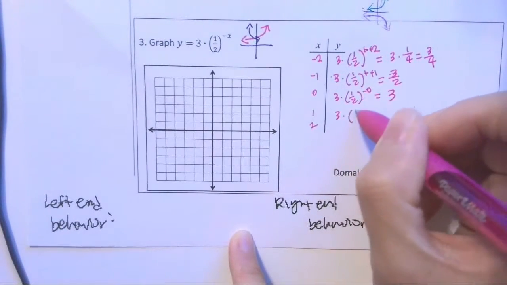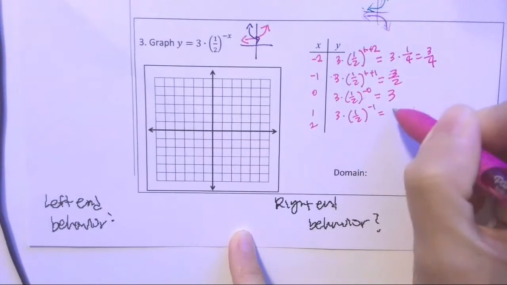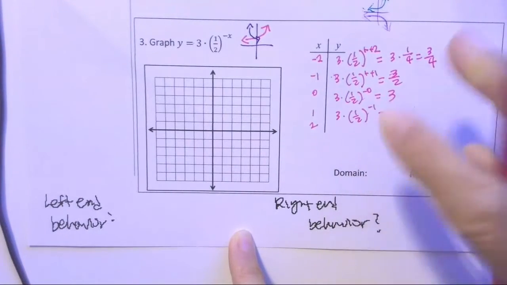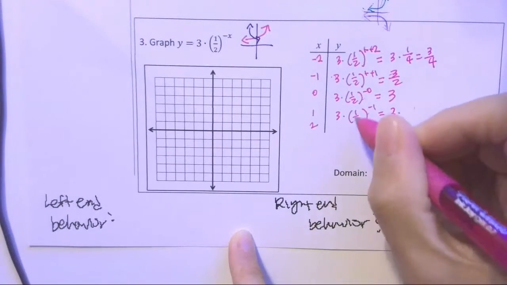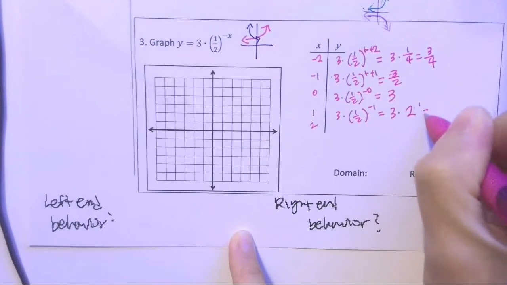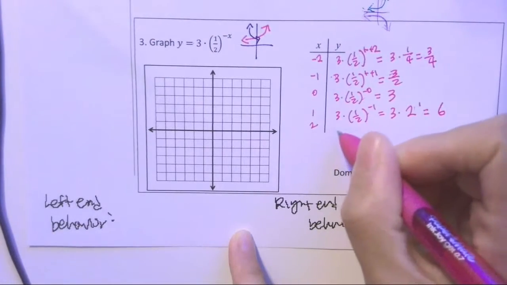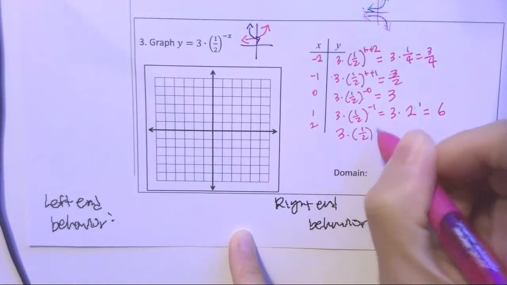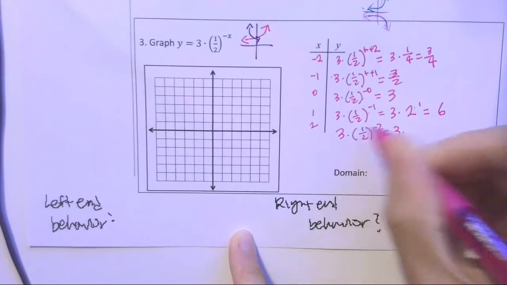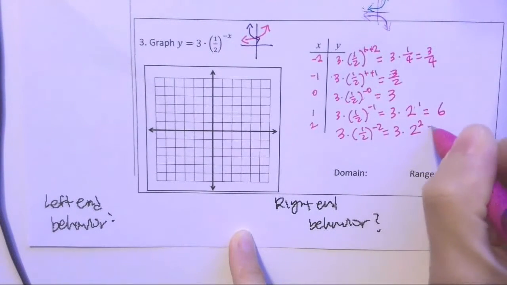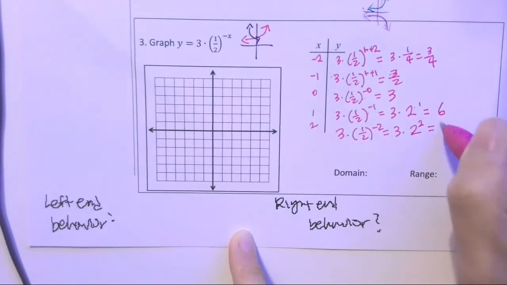1. What happened to the negative exponent? You flip it, right? So half becomes 2 to the first power. So it'll just be 6. 2. Once again, negative exponent, flip it. -2 becomes +2. 2 squared is 4. 4 times 3 is 12.